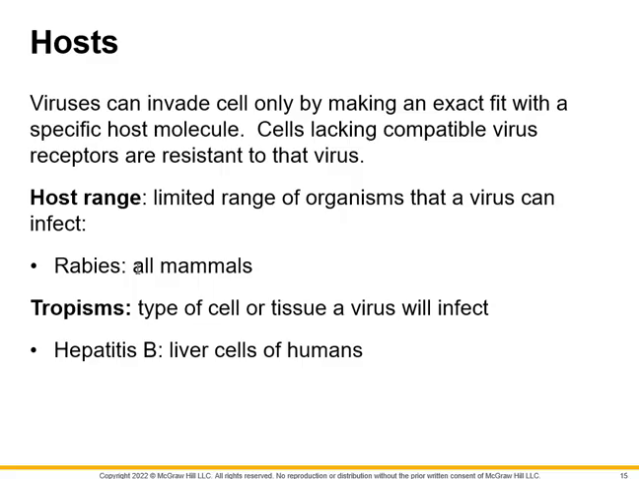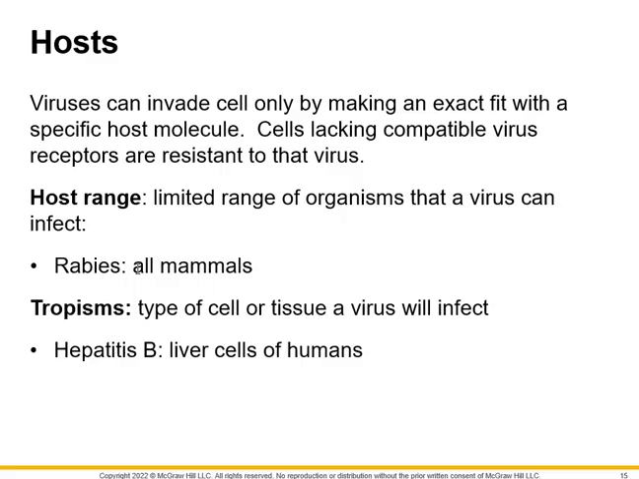So we consider this to be the host range, right? So the range of organisms that a virus can infect. It can be limited or it can be pretty broad, right? So we have the example here also of rabies, which has a host range of being able to infect all mammals.